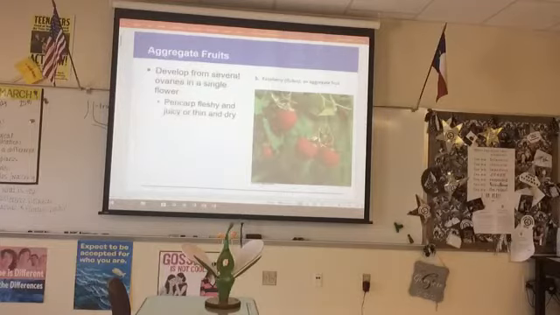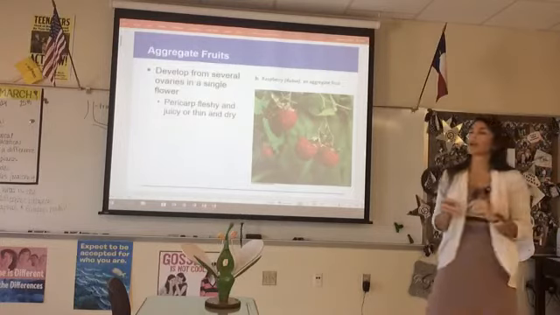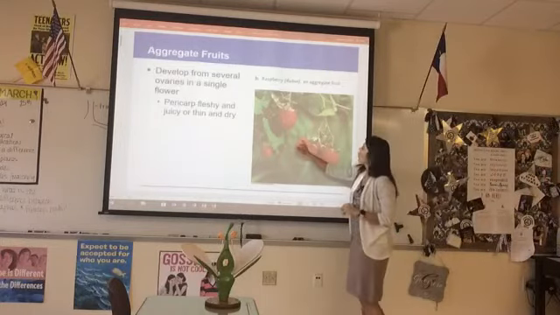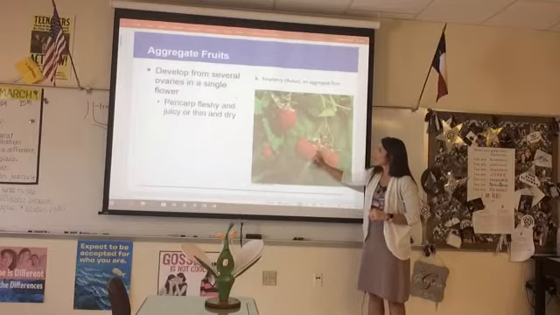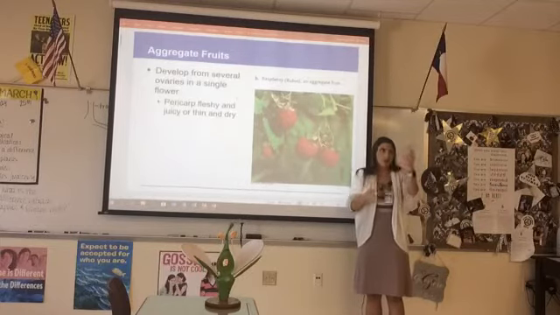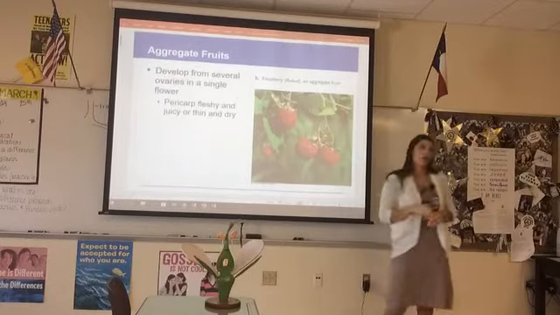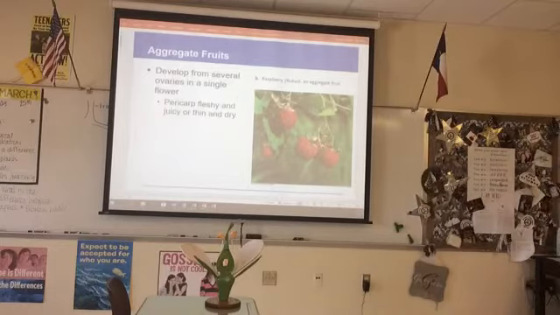Here we have aggregate fruits. Aggregate fruits are defined, and I don't want you to be confused because we're going to talk about multiple fruits in just a moment, but aggregate fruits have multiple ovaries, but they're on one flower. So multiple ovaries on one flower. So this is an aggregation of ovaries right there. Multiple seeds as a result. So multiple ovaries, multiple seeds on one flower. Aggregate fruits. I don't think I mentioned what the term pericarp is.